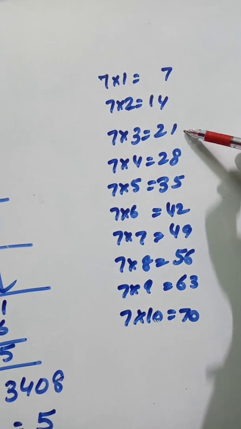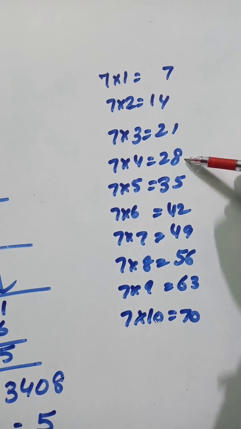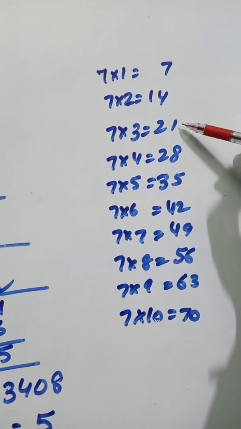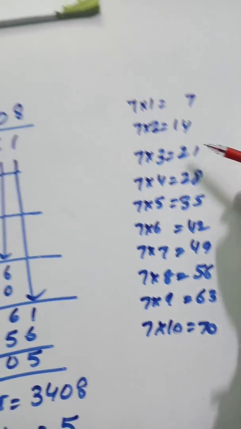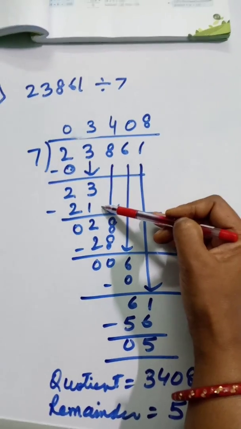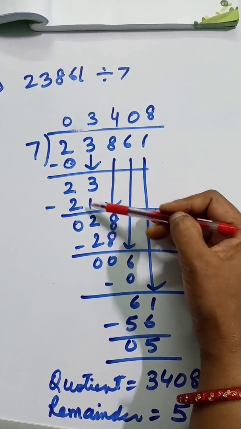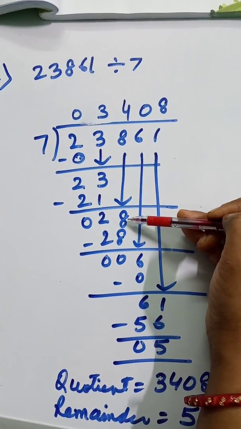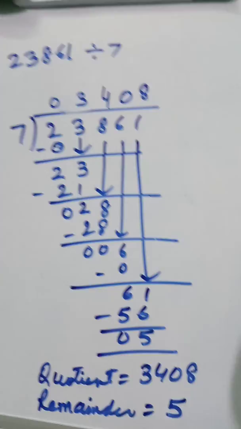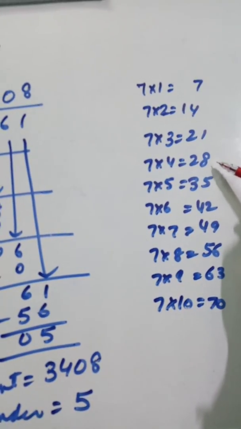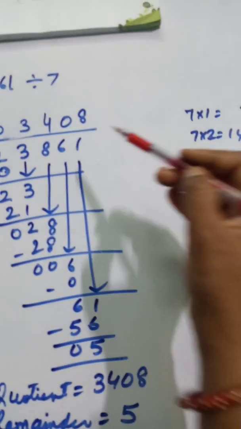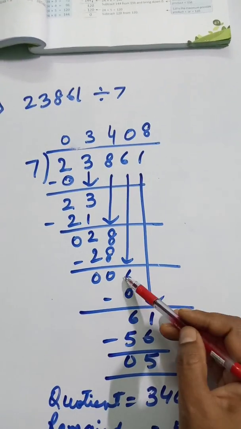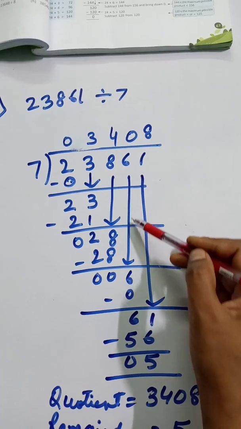Here 7 ones are 7, 7 twos are 14, 7 threes are 21, 7 fours are 28. Children, we cannot apply this 28 because it is more than 23. So you will apply 21. 7 threes are 21. Now 3 minus 1 is 2. 2 minus 2 is 0. Now you bring this digit 8. That is 28. Now, children, 7 fours are 28. So you will apply 4 times. 7 fours are 28. Now, children, subtract here, 0.